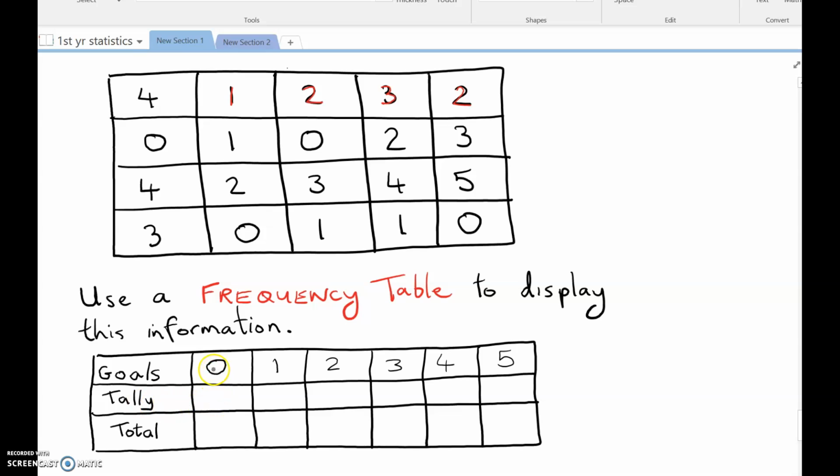I want to see how many games there were with no goals scored. So I get a highlighter, a yellow highlighter, and I'm going to highlight in my box up here all of the zeros. I need to go through it very slowly, and I always start in the top left and work my way across.